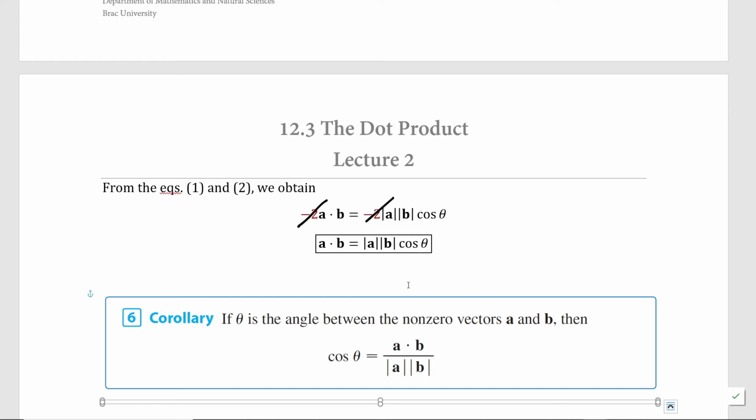Corollaries are the direct consequences of the main theorems. It says, if theta is an angle between the non-zero vectors A and B, then cosine theta can be expressed in this way. It is a simple consequence. From this equation, we can see that if we solve this equation for cosine theta by dividing both sides by the product, the magnitude of A and the magnitude of B, we simply get this corollary.